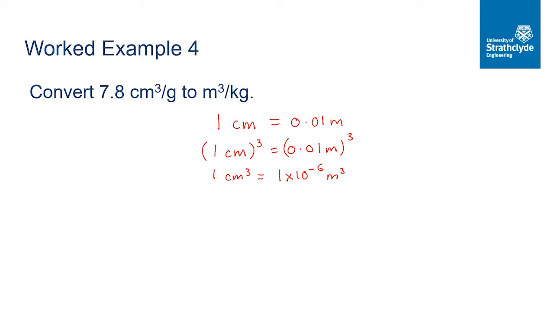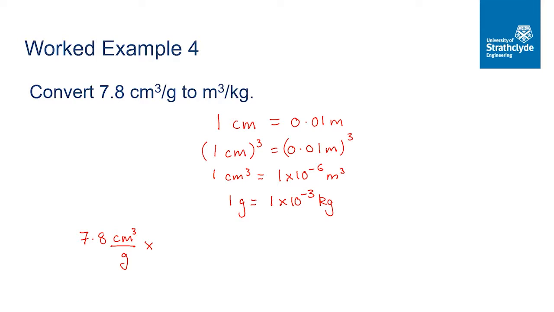And so that's us obtained our first unit conversion. And now the next conversion factor that we need to obtain is grams to kilograms. So we know that 1 gram is equal to 1 times 10 to the minus 3 kilograms. So those are our two conversion factors. Again, we start by writing 7.8 centimeters cubed per gram written as a fraction.